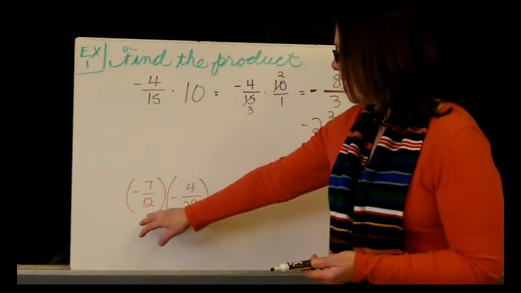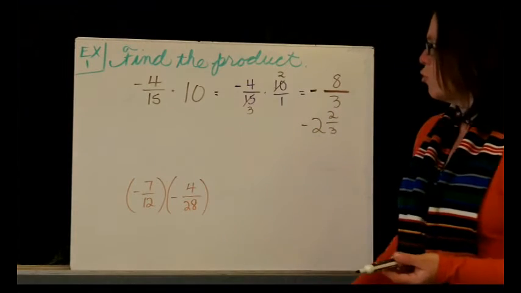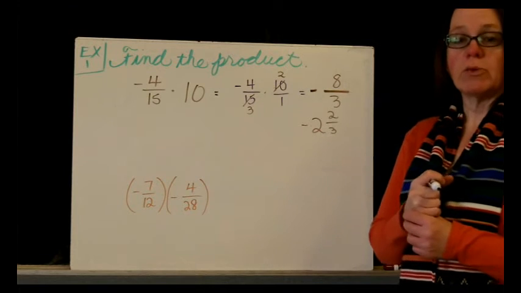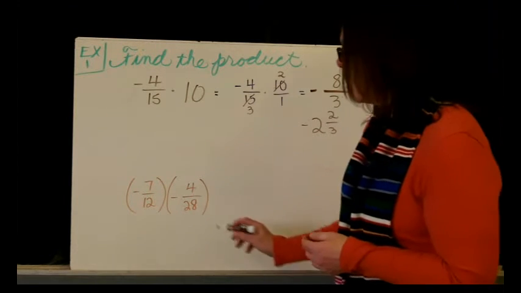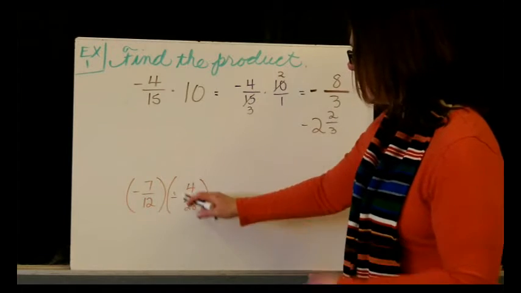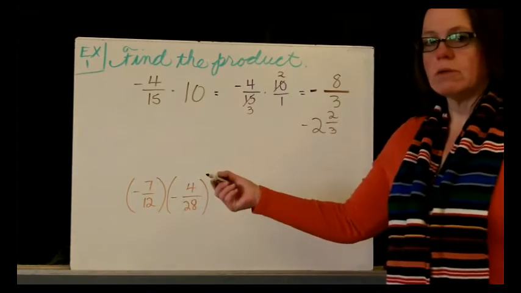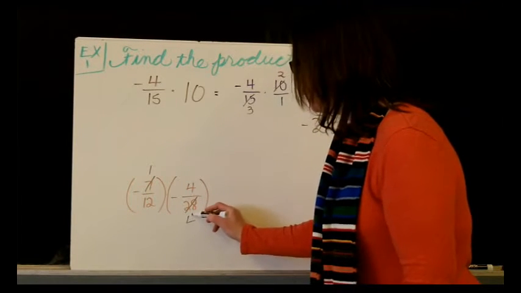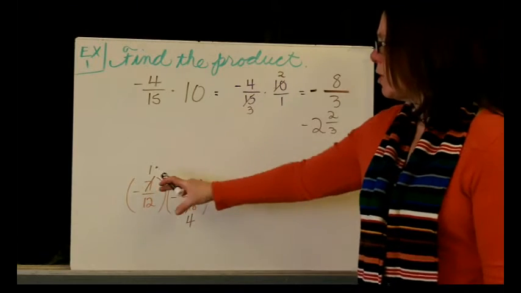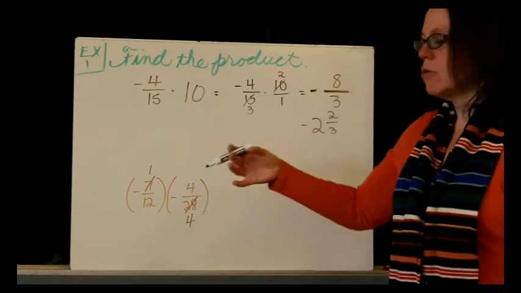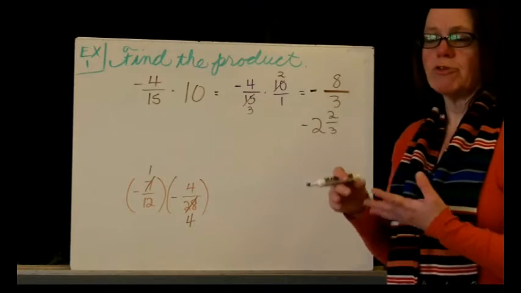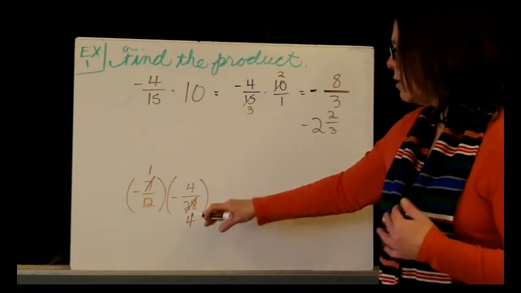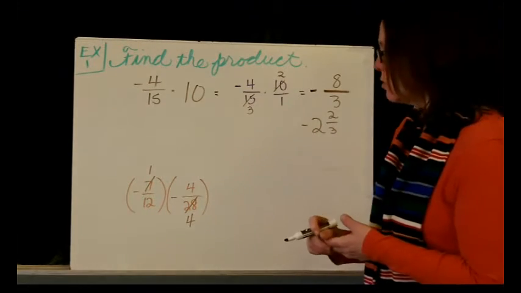Now down here, we have a negative 7/12 times a negative 4/28. And the first thing I'm going to do is see if they have any simplifying that we can do. Are there any common factors? So I'll start here and look diagonally. We have 7 and 28. And you know, 7 goes into 7 once, and 7 goes into 28 4 times. You have to be careful that when you are cross-simplifying, you are dividing out the same factor. If you're using different numbers for each of the diagonal pair, then you're changing what the fraction is.